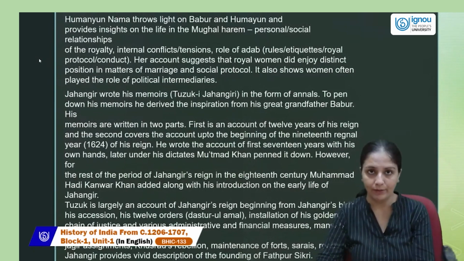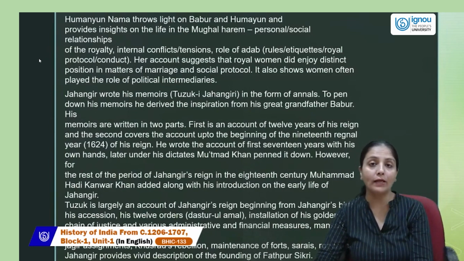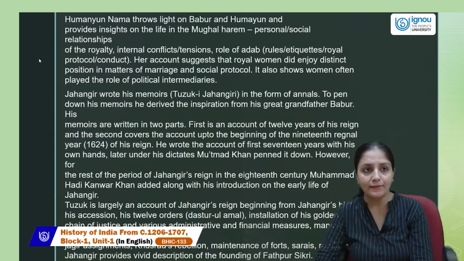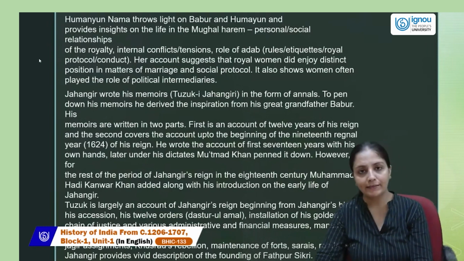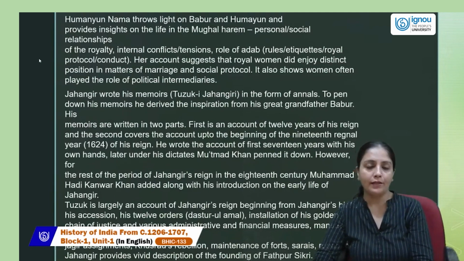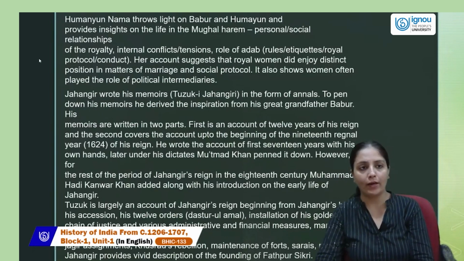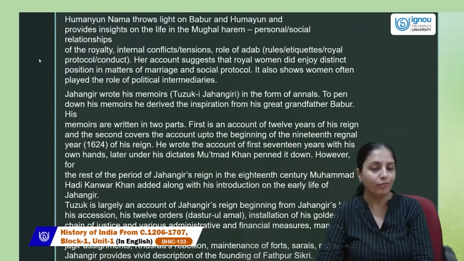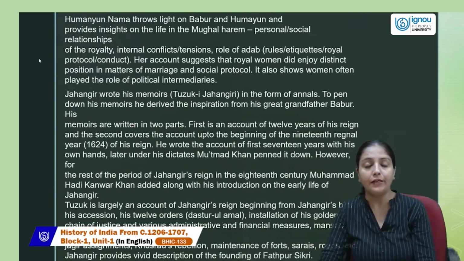The Humayunama throws light on Babur and Humayun also, and provides insight into the life of the Mughal harem and the personal and social relationships of the royalty, internal conflicts, tensions, and the role of adab, meaning etiquette and protocol they were following at that time. Her account suggests that royal women did enjoy a distinct position in matters of marriage and social protocol. It also shows women often played the role of political intermediaries.